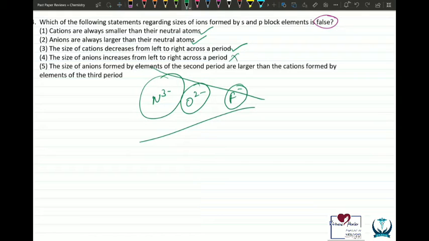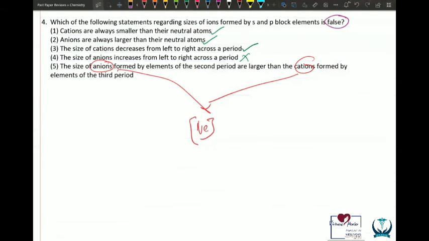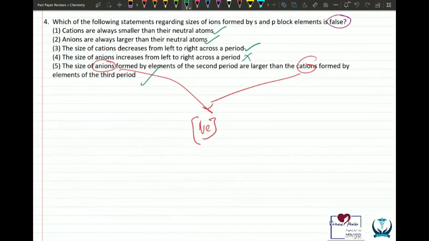Therefore, this is false. The size of anions formed by elements of the second period are larger than the cations formed by the elements of the third period. Here, the anions and the cations have the same configuration, that is that of neon. So the only difference is protons. The higher the protons, the greater the attraction. Therefore, this is correct as well. The answer is 4.